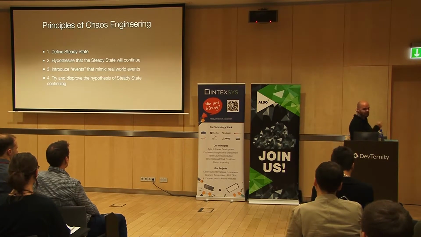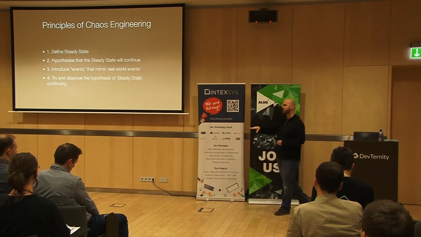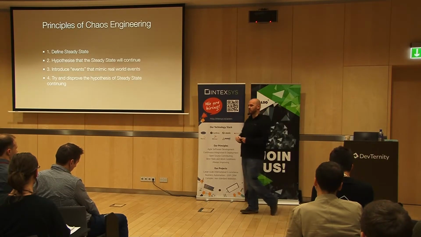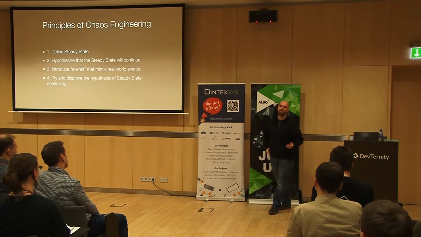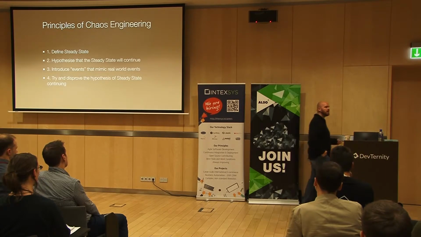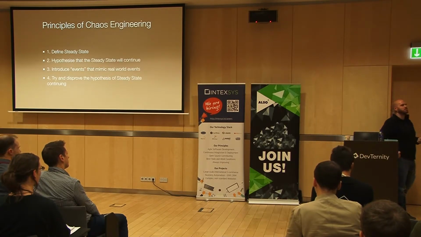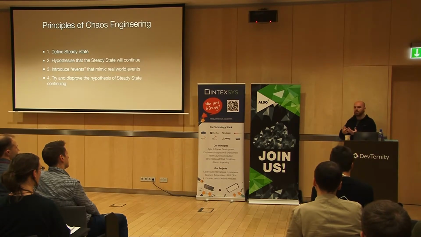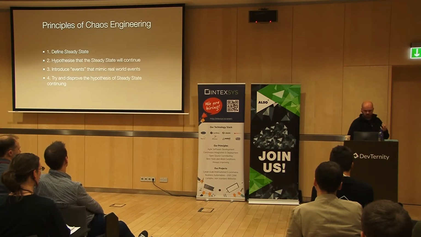Number 4, we try and disprove the hypothesis that the steady state will continue. Okay, because if you introduce an event and the steady state disappears, then you have to go, what do I have to do to make sure that doesn't happen the next time it happens in production? What do I have to do to stop that chaos in my system? What do I have to do to stop people having outages based on what's just going on? And this is what chaos engineering is.